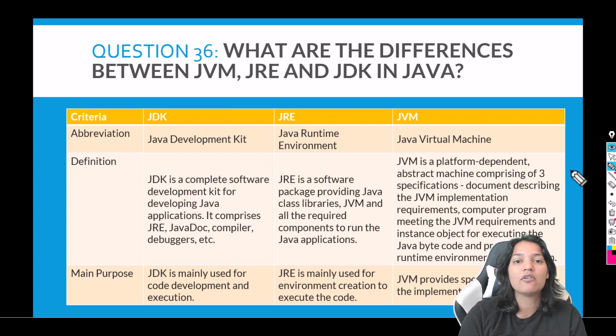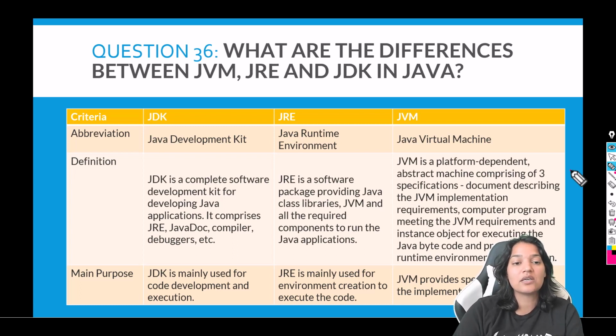Now, what is Java virtual machine? Java virtual machine is basically the machine that's going to run your program. It provides the specification for the Java runtime environment. So these are the major differences between JVM, JRE and JDK. Now let's go ahead and cover some theory about them.